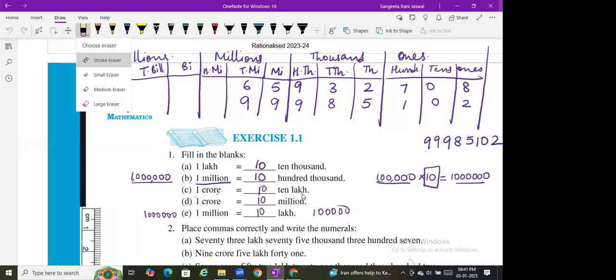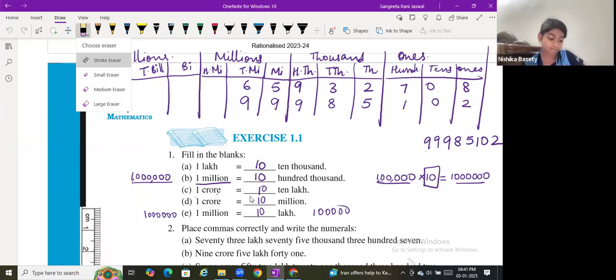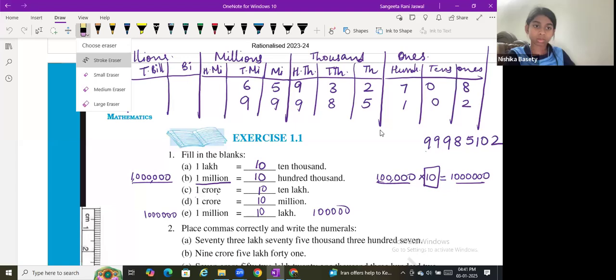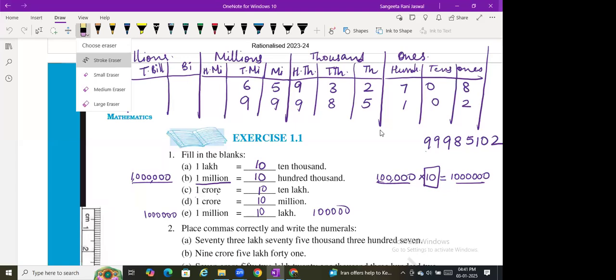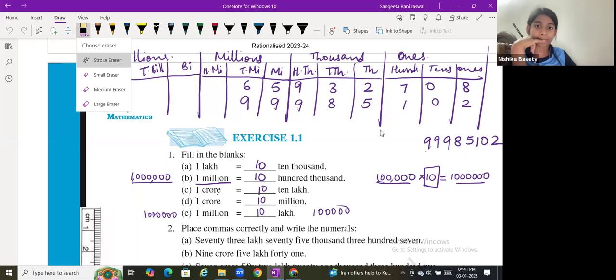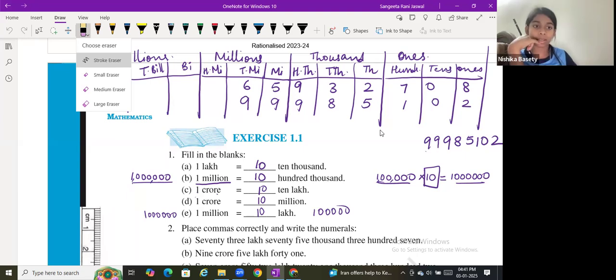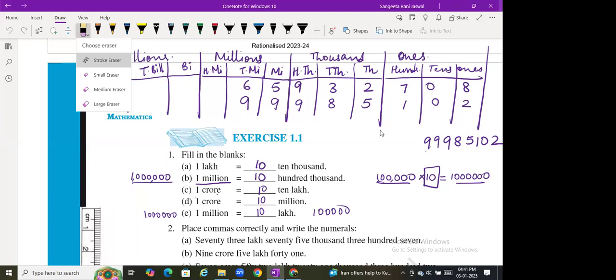So how many 10 lakhs will give you 1 crore? 10 lakhs. If you want, you can refer to the Indian system table, or you can make it in front of you: ones, tens, 100, 1,000, 10,000, lakh, 10 lakh, crores, 10 crores and all. And 1 crore is how many millions? 10 millions. 1 million is 10 lakhs, ma'am. 10 lakhs, right?